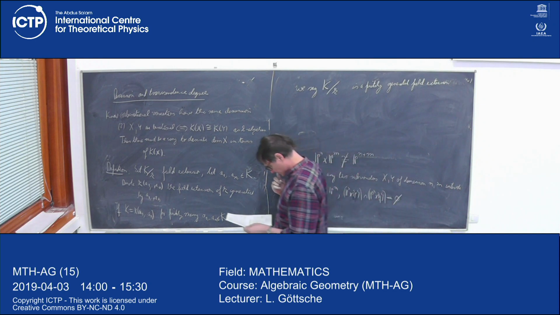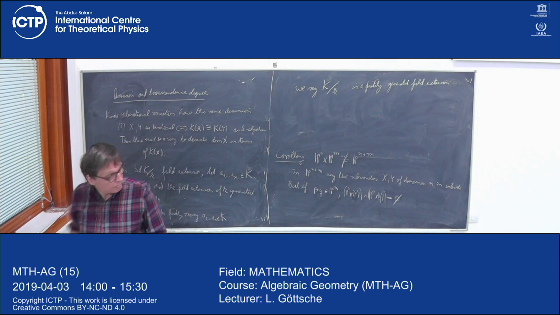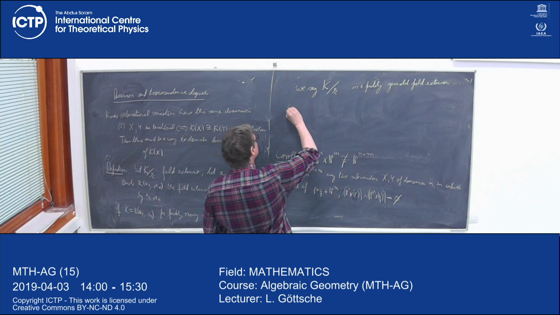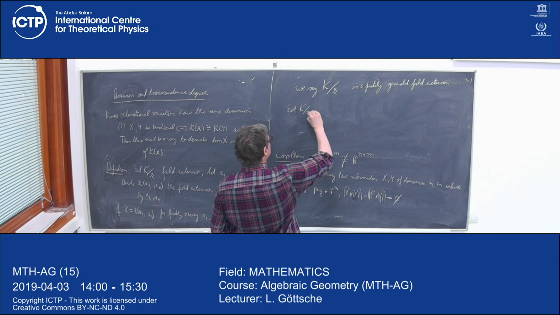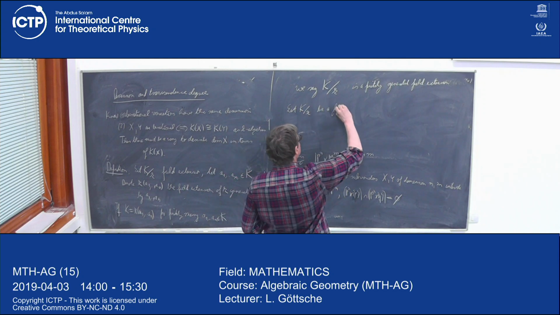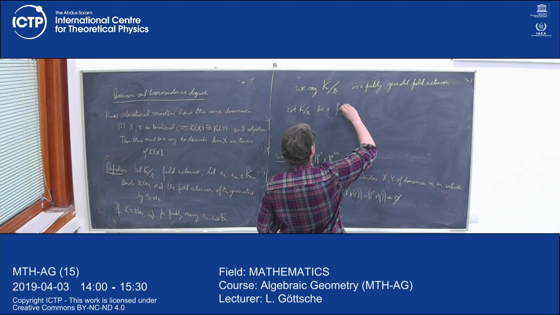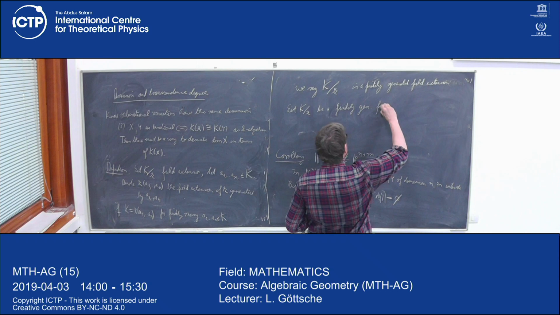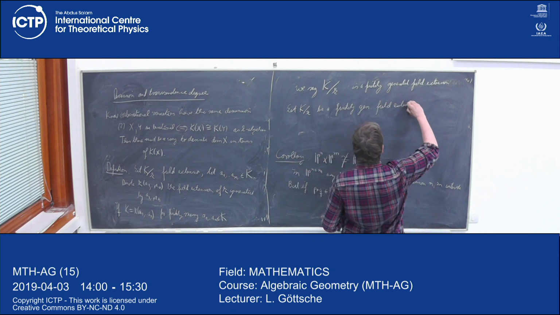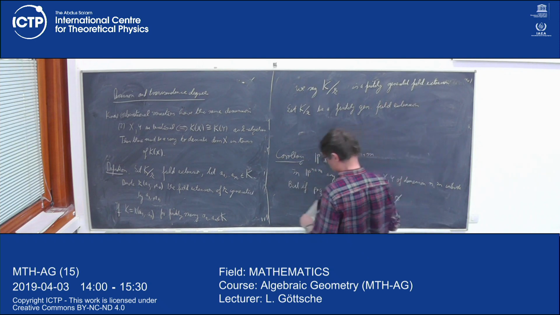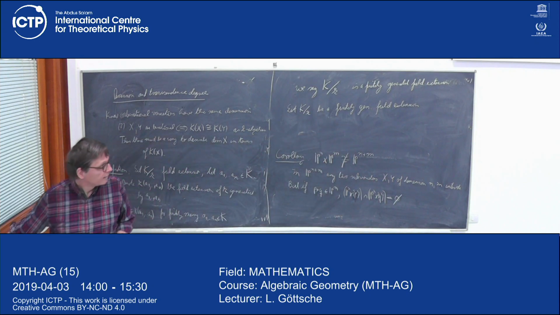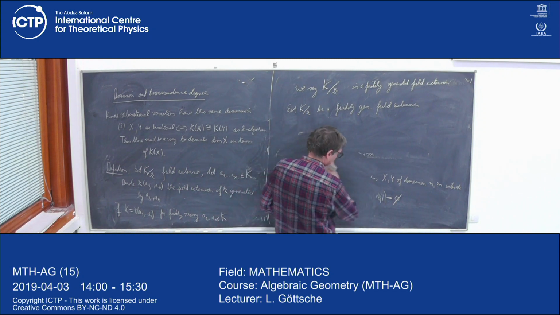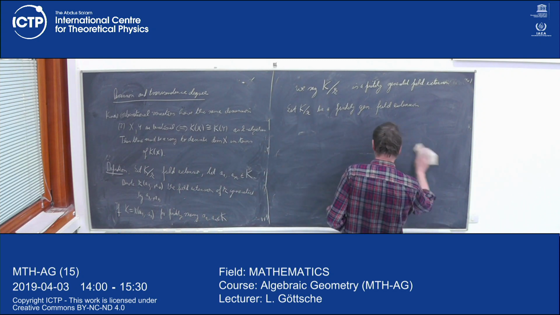Okay, so that's simple. So now we study only finitely generated field extensions. So let K over k be such a thing. Now I want to say what the transcendence basis is and the transcendence degree is, and what it means to be algebraically dependent and independent.